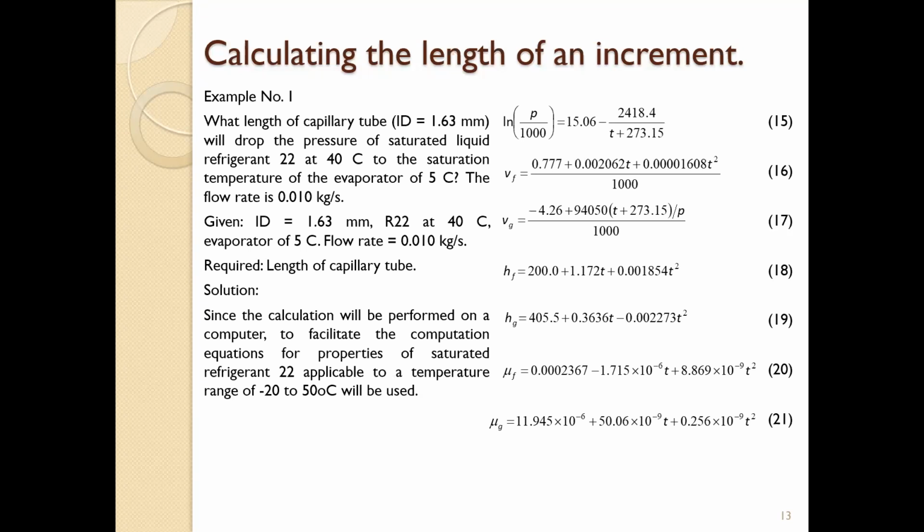Okay. So given ID is equal to 1.63 mm, R22 at 40 C, evaporator of 5 C, flow rate is 0.01 kilogram per second. Require the length of capillary tube. Solution.